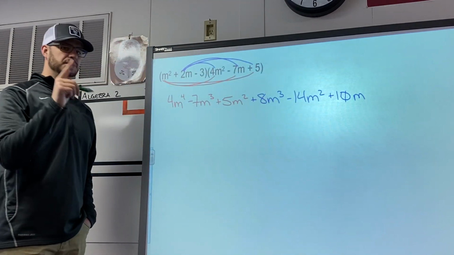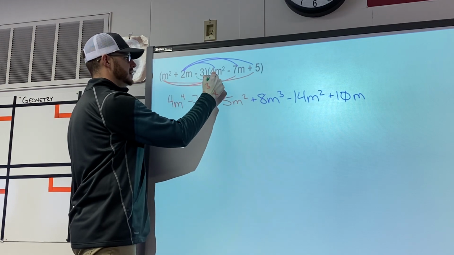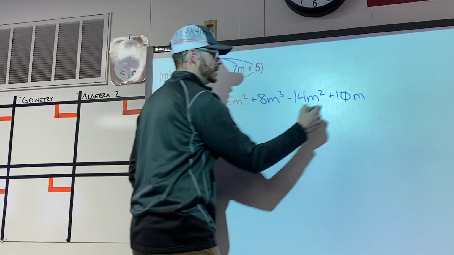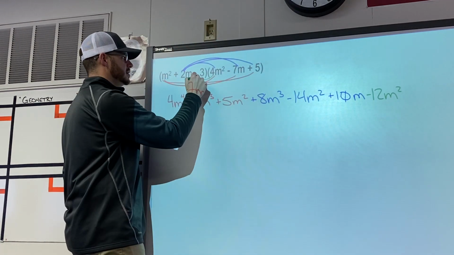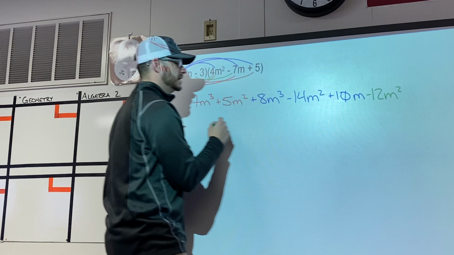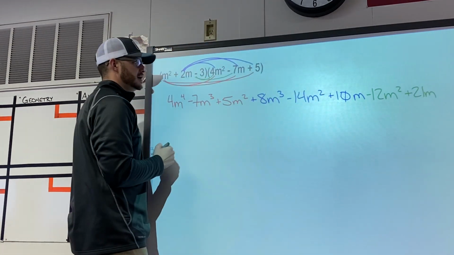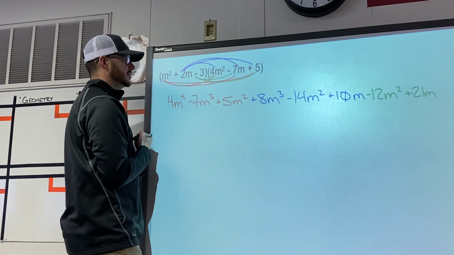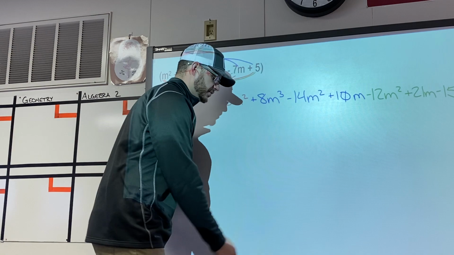Now we have to distribute one more time. We have to distribute this negative 3 in. So negative 3 times 4m squared would give me a negative 12m squared. Negative 3 times negative 7m gives me a positive 21m. And negative 3 times 5 gives me a negative 15.